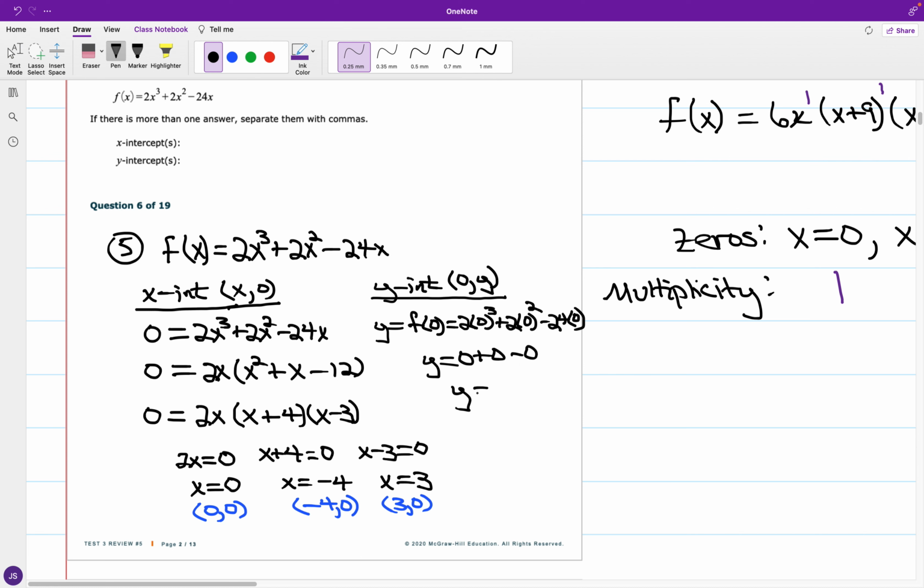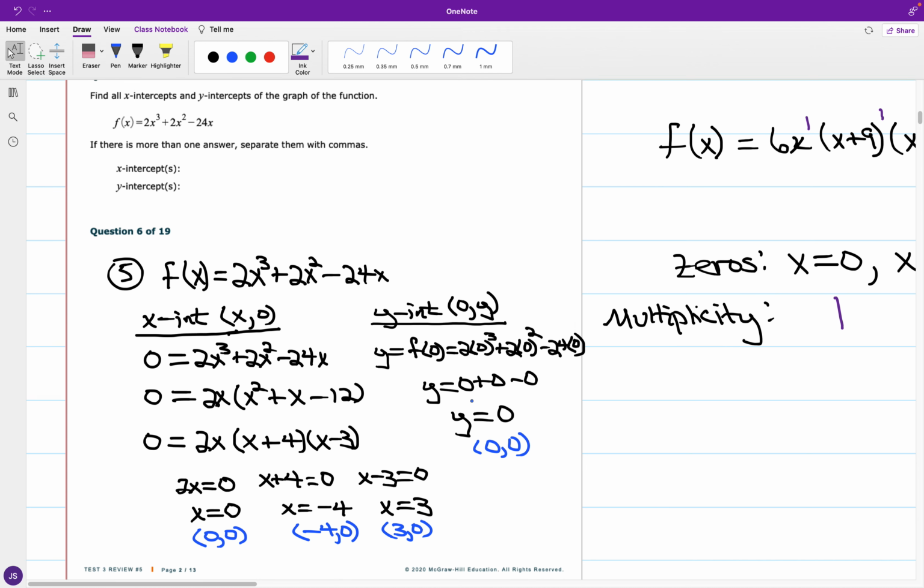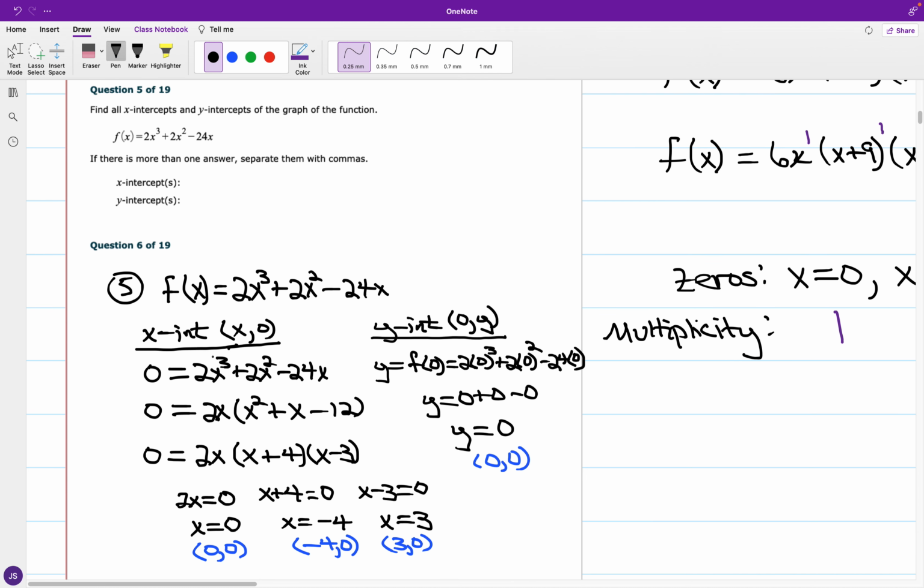And so we will have for y, okay, that is equal to 0. And so this is just a bit of a repeat. Again, the y-intercept we have is just going to be the origin.